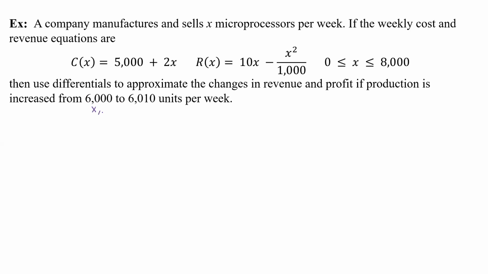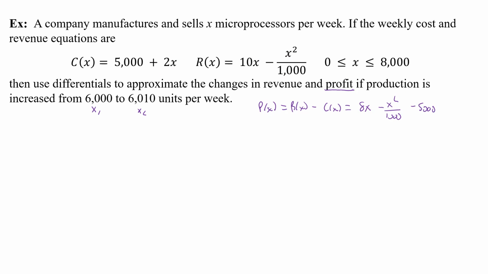So that would be kind of like x1 to x2, right? All right, so what do we need? Well, first off, we need profit because it's talking about profit. Profit P of x is going to be equal to R of x, the revenue, minus our costs. So if we take this minus this, we'll have 10x minus 2x, which gives us 8x, and then minus x squared over 1,000, and then minus 5,000. Okay, so that's going to be our P of x. That's a good start.